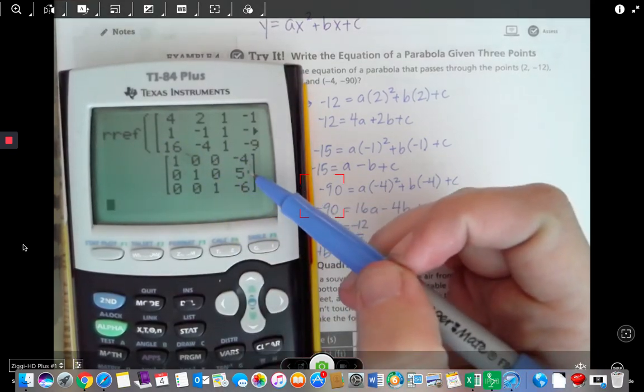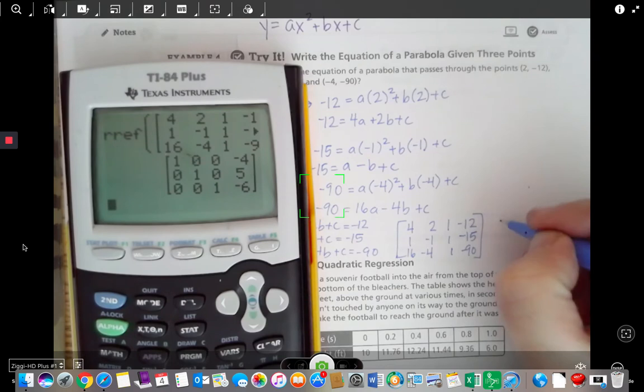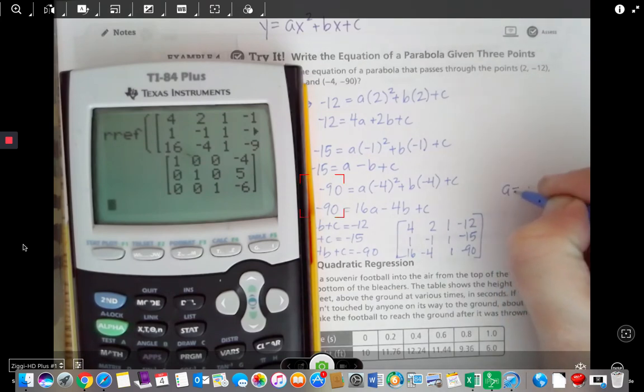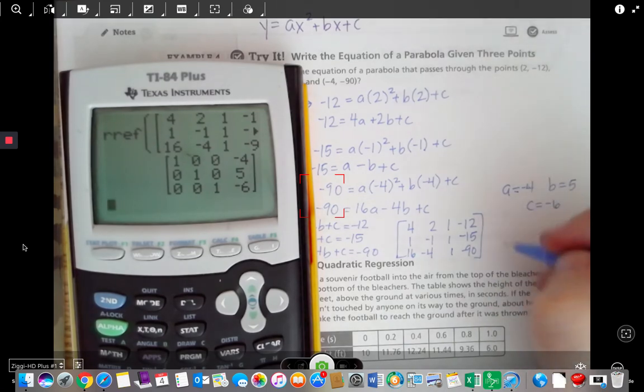Tells me what A equals, what B equals, what C equals. So A equals negative 4, B equals 5, and C equals negative 6. So my answer for this would be y is equal to negative 4x squared plus 5x minus 6.